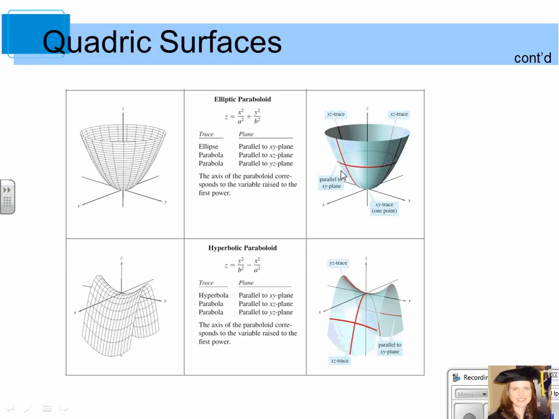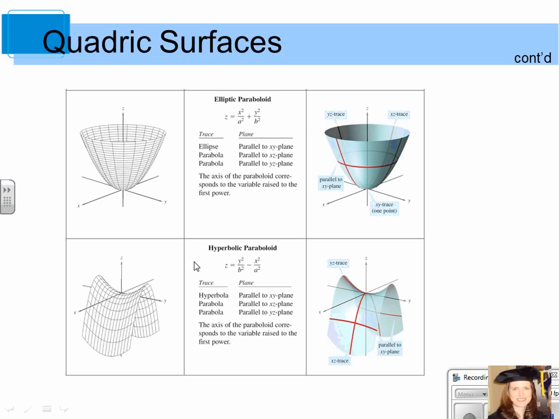And the way you can recognize paraboloids is that, again, one of the terms does not have a square and the other terms are added together, both with positive coefficients. So we have these traces that end up being parabolas, which form the elliptic paraboloid.